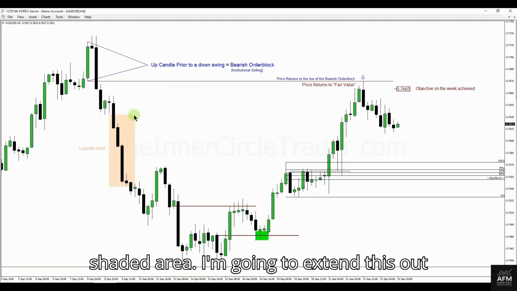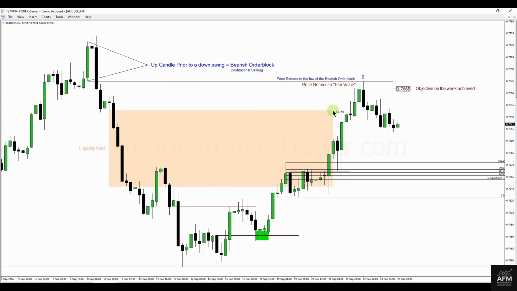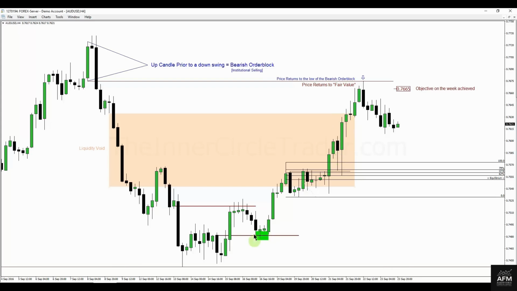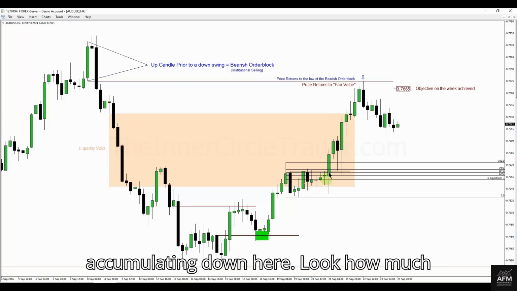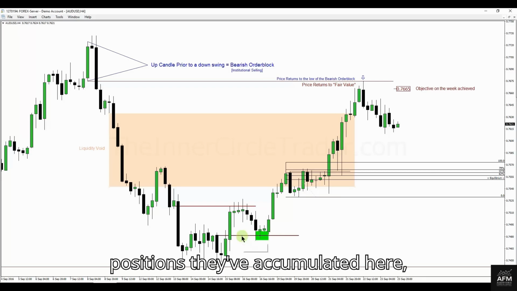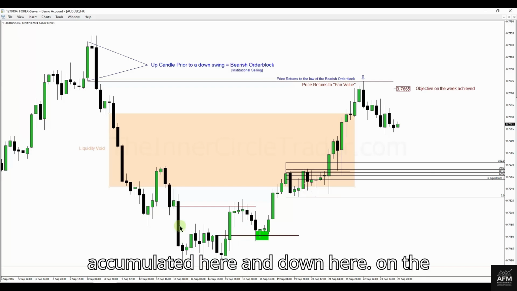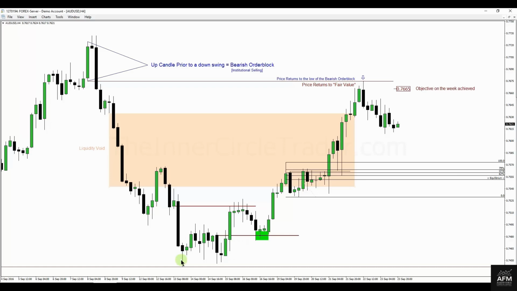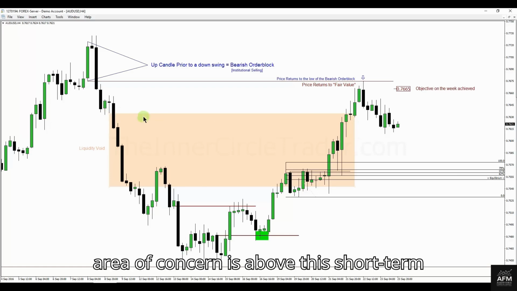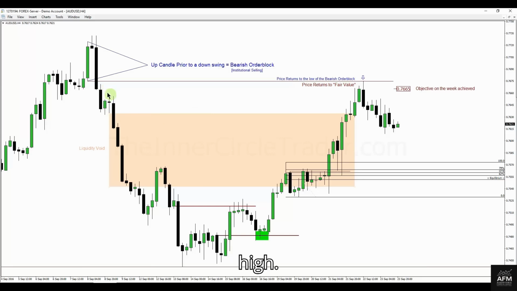I'm going to extend this out in time over here. All of this is a good place for them to sell the longs that they started accumulating down here. Look how much time they whip back and forth in that range. All these wicks, okay? They're selling all the positions they've accumulated here, and down here on the initial rundown into the support. Once this range is closed in, the next area of concern is just above this short-term high.